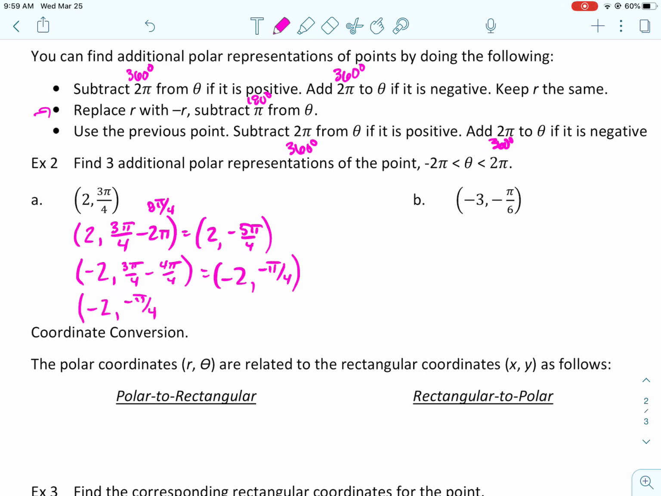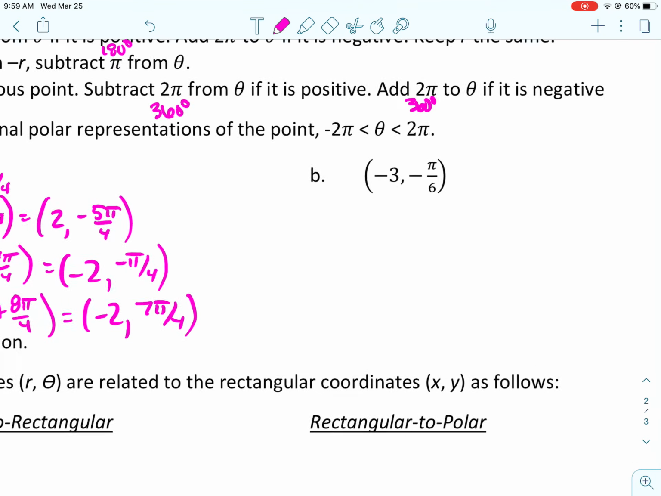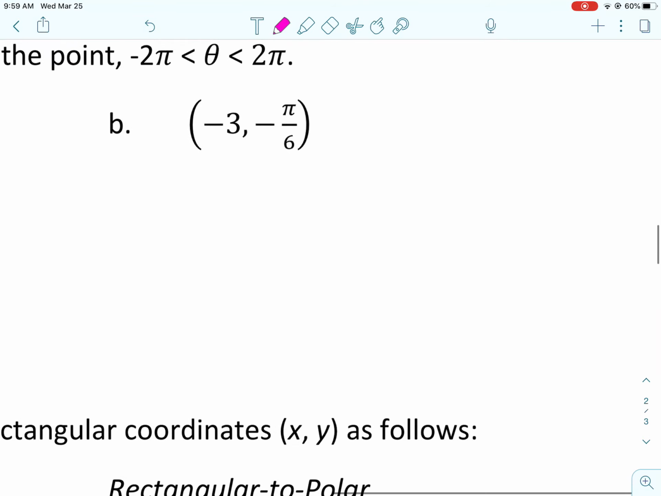Great. And then for our last representation, we're going to use the previous point. So keep r like it is and use negative pi over 4. Subtract 2 pi from theta if it's positive, add 2 pi to theta if it's negative. So ours was negative. So we're going to add 2 pi, or 8 pi over 4 in this case. And that gives us our third representation. And all of those would graph to the same exact point.